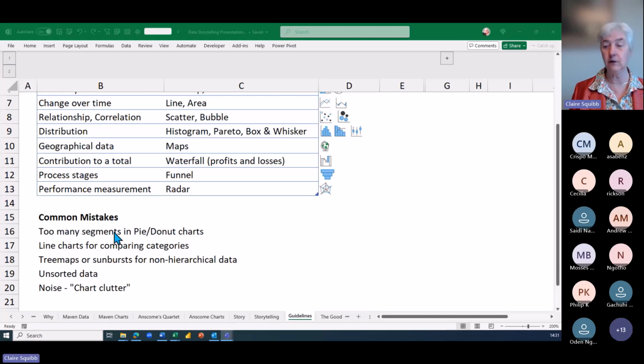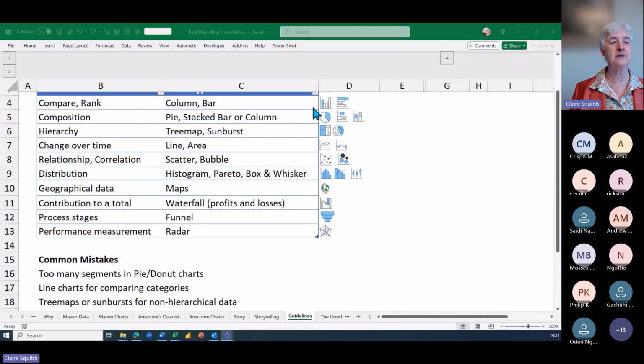If you've got lots of categories, even 4 or 5 categories, you're going to be better off generally displaying it in a column chart or a bar chart. Everybody says, oh, but they're so boring. But the reason they're so boring is that they're incredibly easy to read. They're used all the time because they're just easy. Nobody has to struggle to understand a column chart or a bar chart.